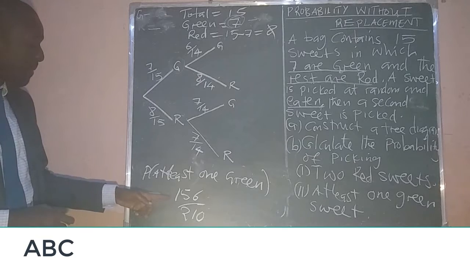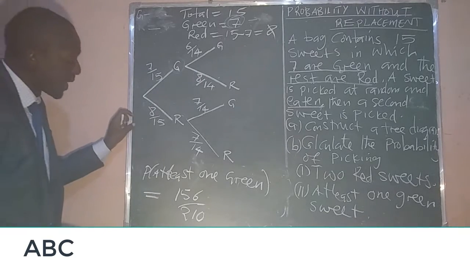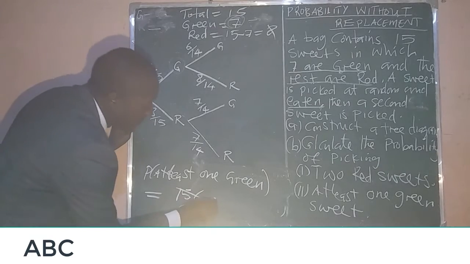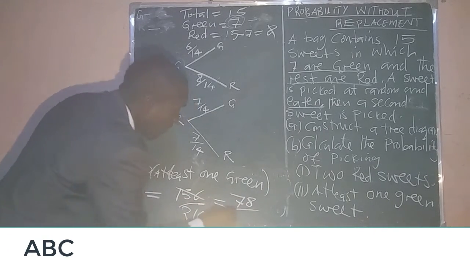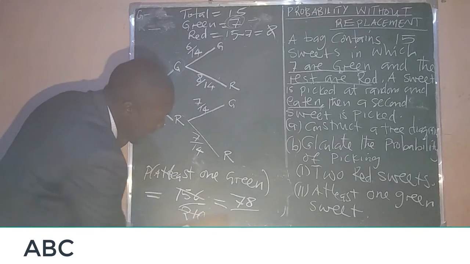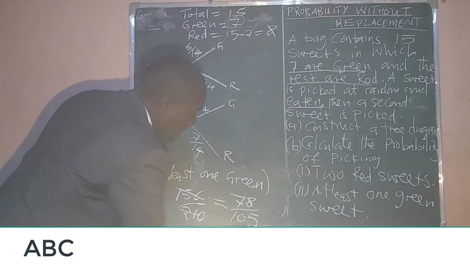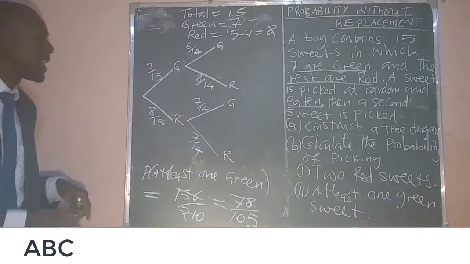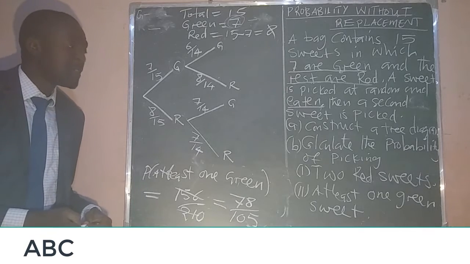We can divide some numbers into this one, for example, 2 can go in there. 2 into 156, we are going to have 78 over 2 into 210, we are going to have 105. And so the probability of picking at least one green is 78 divided by 105.